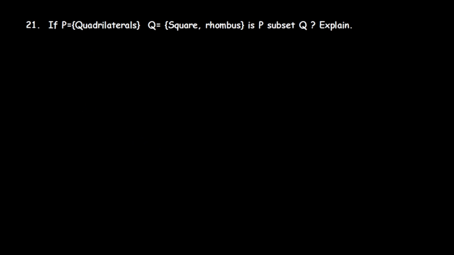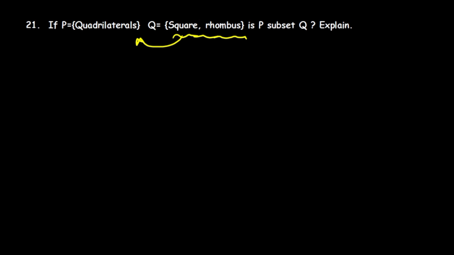If P is equal to quadrilateral and Q is equal to square, rhombus, is P a subset of Q? Explain. No, P is not a subset of Q, Q is a subset of P, because square and rhombus are parts of quadrilateral. A quadrilateral is a simple closed figure with four sides, right? In this you get trapezium, rectangle, rhombus, square, kite. Only two quadrilaterals have been taken in Q, but quadrilateral is like a universal set. So Q is a subset of P but P is not a subset of Q.